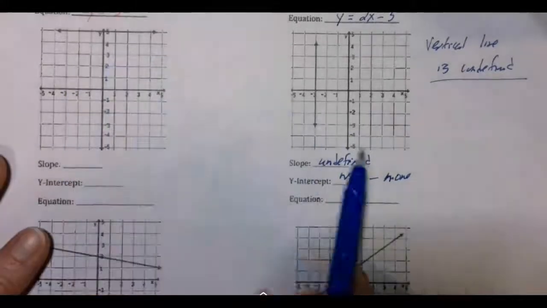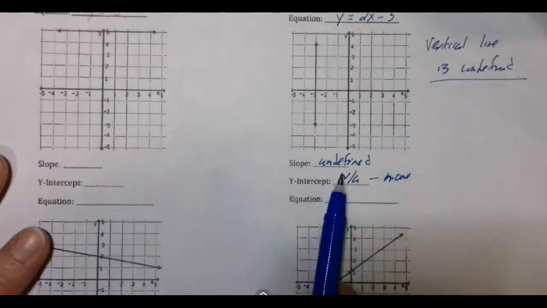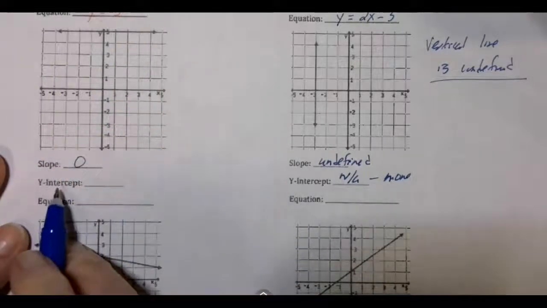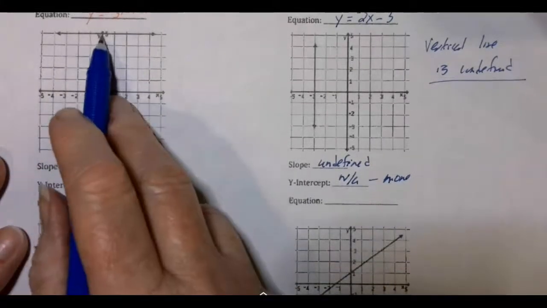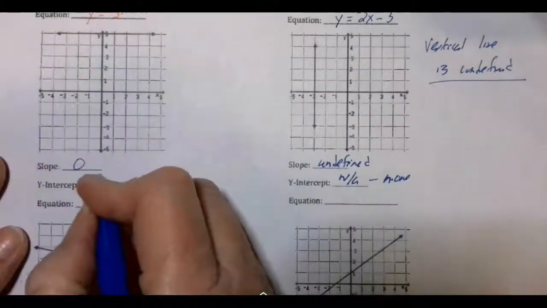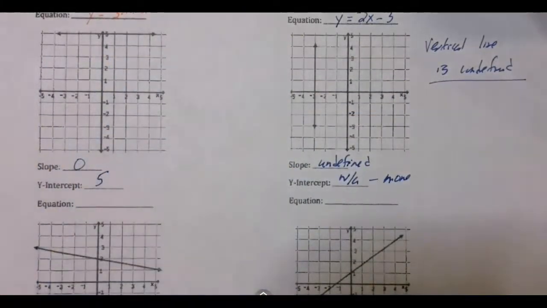Okay, now let's come over here. Well, if this is a vertical line and it's undefined, this is a horizontal line, so my slope is 0. Now, we do have a y-intercept here. That's the one thing we do have. It crosses the y-axis. Where does it cross the y-axis? At 5. So we're going to come back to that equation.